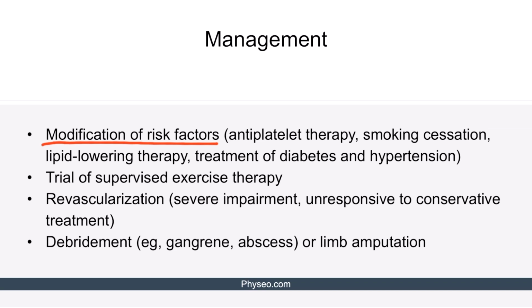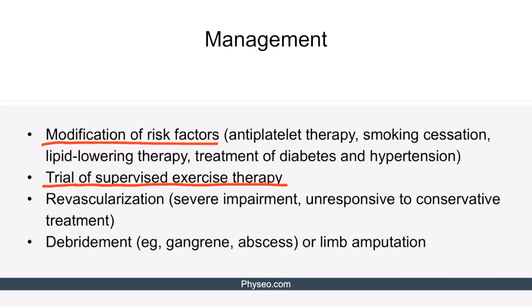Now, this includes antiplatelet therapy, namely aspirin and clopidogrel, smoking cessation, lipid-lowering agents, namely a statin, and then treatment of diabetes and hypertension, if those are present. Additionally, the patient should be started on a trial of supervised, or if not possible, unsupervised, exercise. So you want to get them exercising. The exercise program is recommended for 30 to 40 minutes, about 3 to 5 days a week.